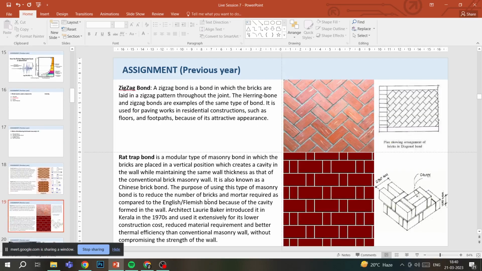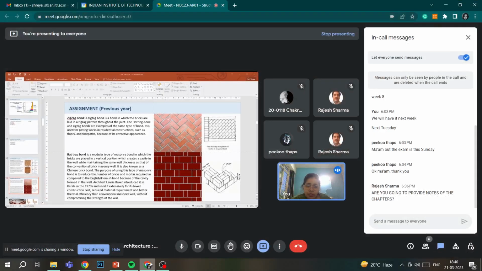Then zigzag bond. Zigzag bond is a bond in which the bricks are laid in a zigzag pattern throughout the joint.